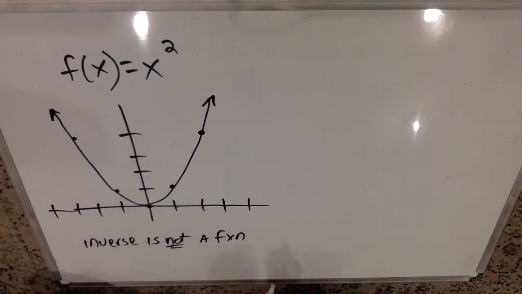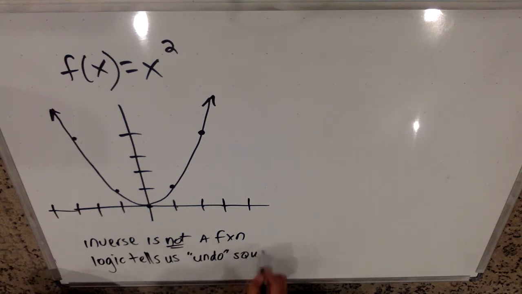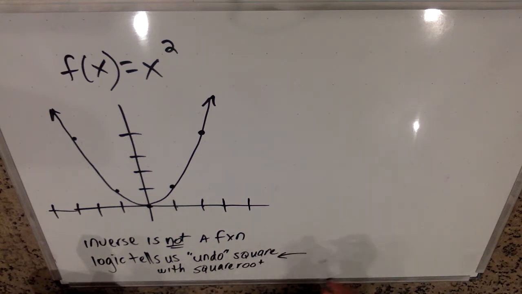I think most of us understand that logically, logic tells us that to undo a square, you use a square root, right? I think that's what logic tells us. So the interesting problem that we get is, logic tells us that our inverse would be the square root of x.